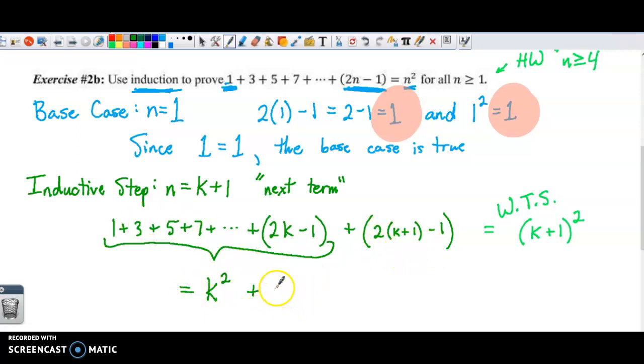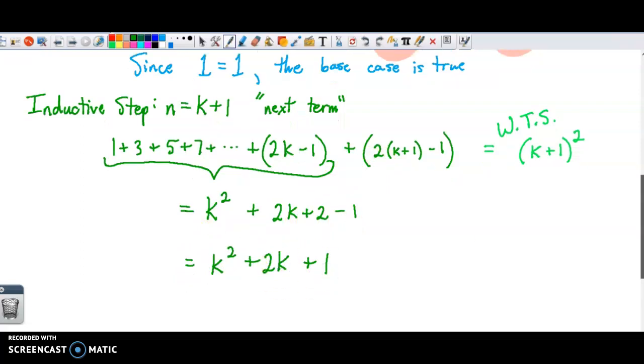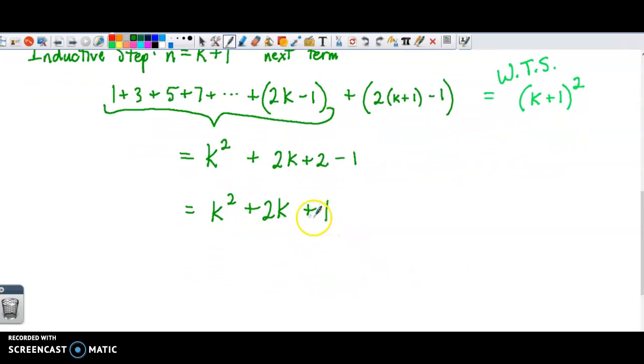And don't forget about this piece now. And I hope you're okay that I'm going to distribute that in there. 2k plus 2 minus 1. Well, I could even simplify that further. That's k squared plus 2k plus 1. And look at that. This is a factorable problem. What are factors of 1 that add to be 2? Well, I could write k plus 1 times k plus 1, or I could just write k plus 1 squared. And that's exactly what I wanted to show.